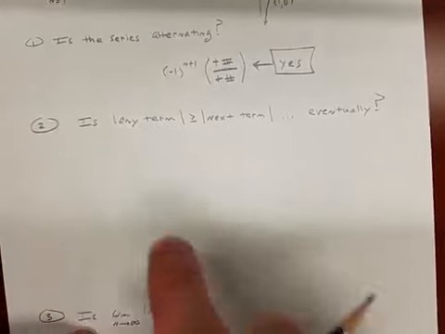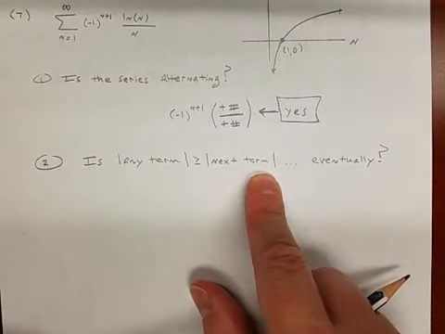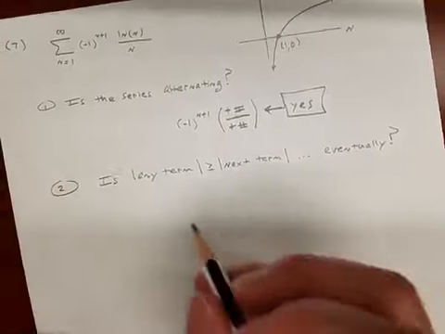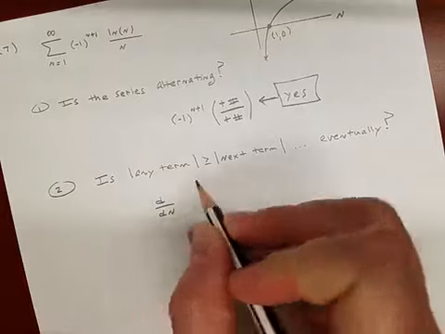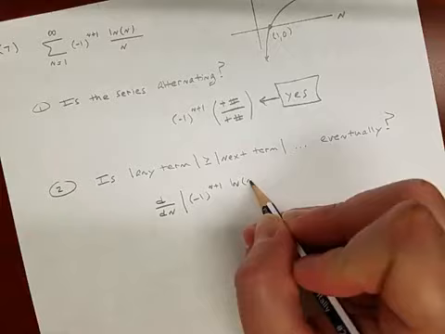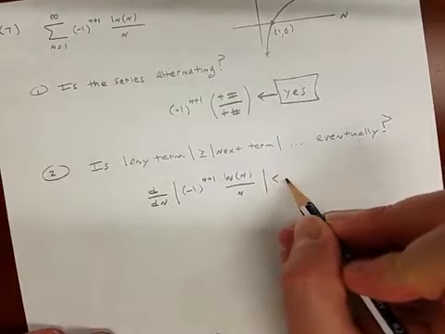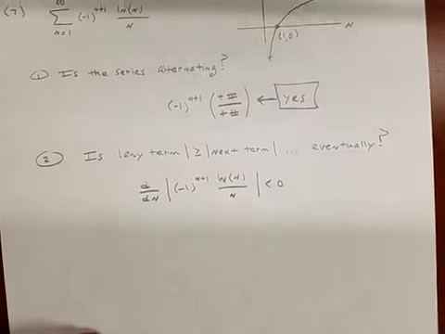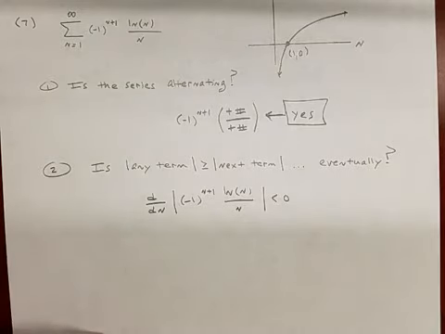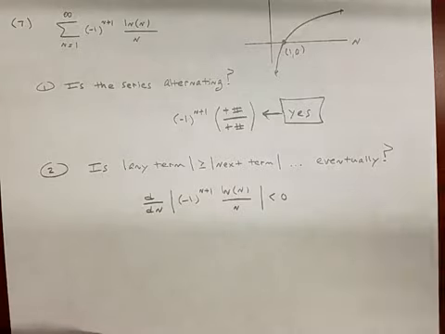Okay, next thing is any term bigger than the one that comes after it. Okay, what proves that? Does looking at them prove it? No. Does finding the derivative of the absolute value of this and showing that it's negative, does that prove it? Yeah, that would prove it. If you could show this derivative was negative at some point, then we know that eventually the terms get consecutively smaller.